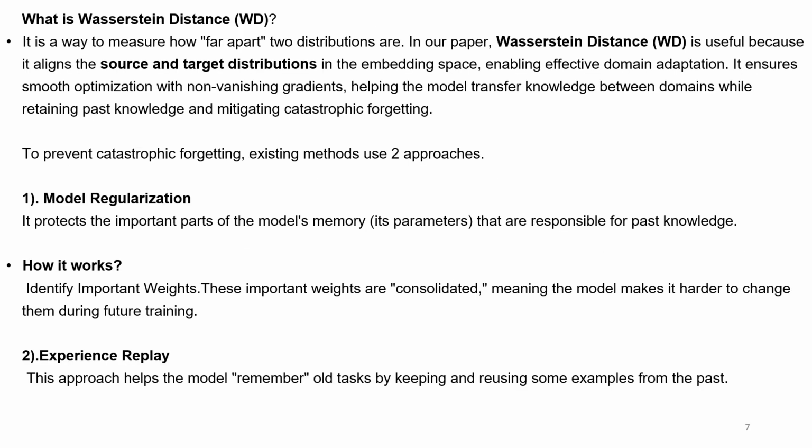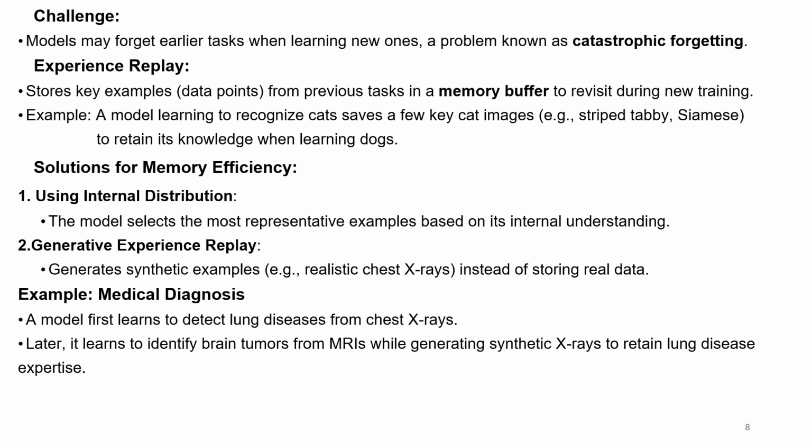To prevent catastrophic forgetting, existing methods take two approaches: model regularization, by retaining the most important weights, and experience replay. In this approach, it helps the model remember all tasks by reusing some examples from the past. But what is the challenge? The model may forget earlier tasks when learning a new one. What is the solution for memory efficiency? We can use internal distribution and generative experience replay, meaning generating synthetic data.